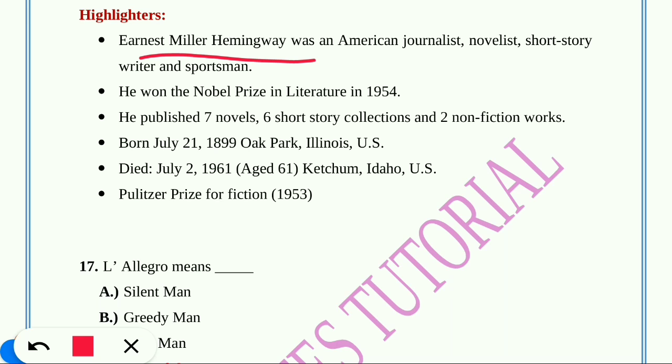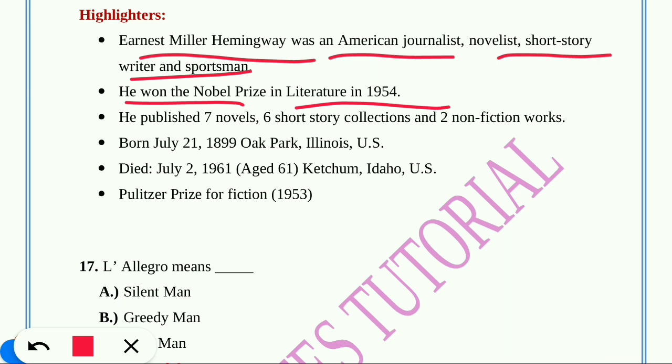Ernest Miller Hemingway was an American journalist, novelist, short story writer, and sportsman. He won the Nobel Prize in Literature in 1954. He published 7 novels, 6 short story collections, and 2 non-fiction works.